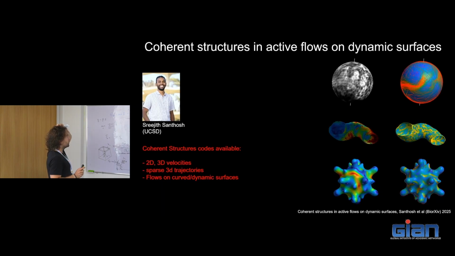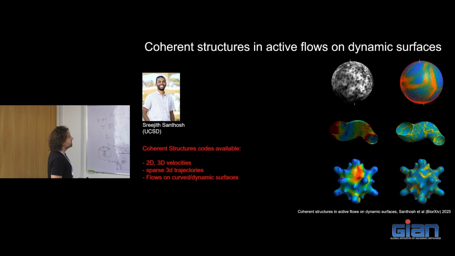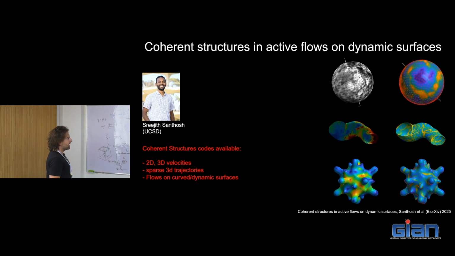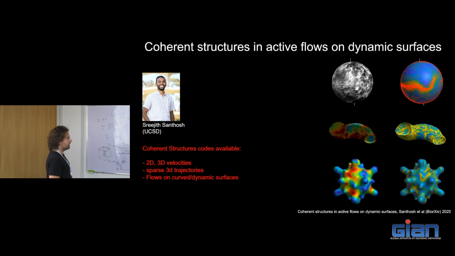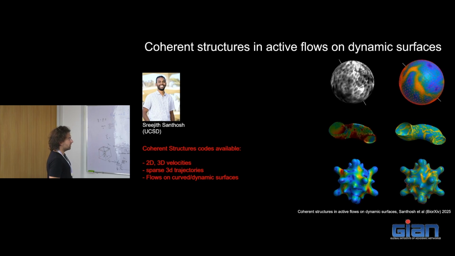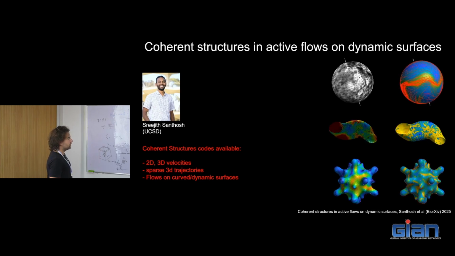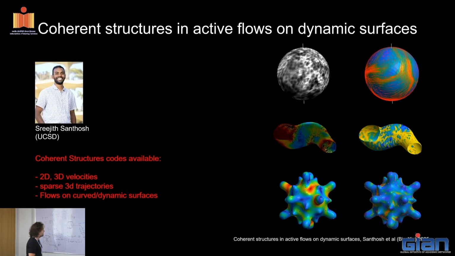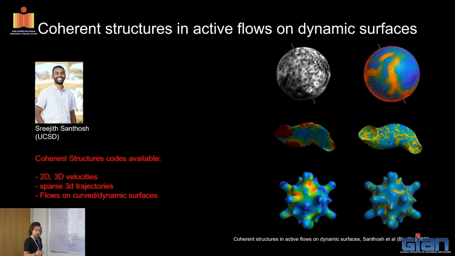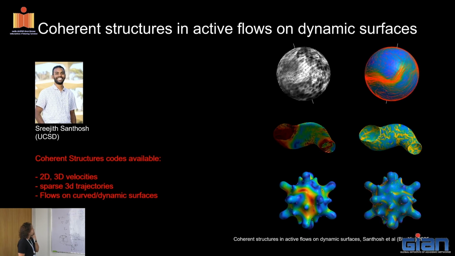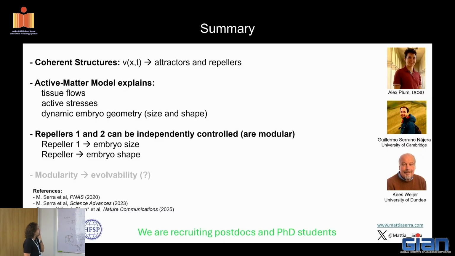I want to also advertise a couple more things. If you want to compute attractors and repellers now on curved surfaces, dynamic surfaces, this is a beating zebrafish heart, experimental images. This is a pancreatic spheroid. This is basically active nematics on exotic, curved surfaces. You can now compute all these structures when your flows are on these different geometries. And we also have the codes available. I think we share it with you. I think that's it. That's all I have for the morning.